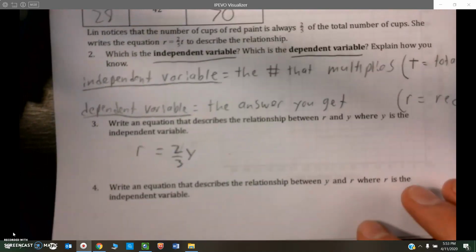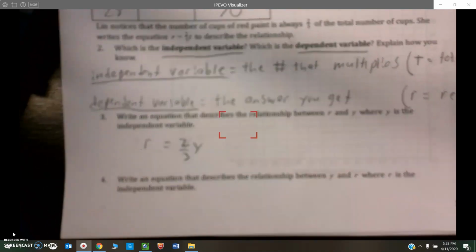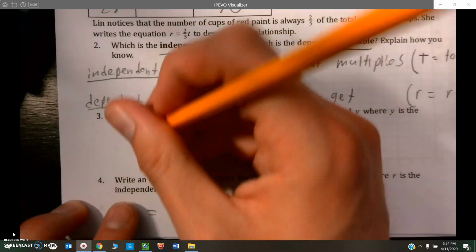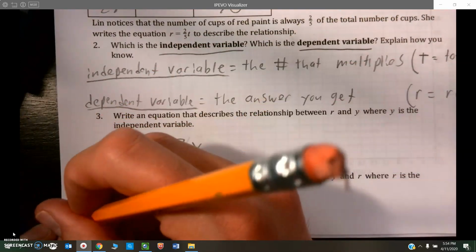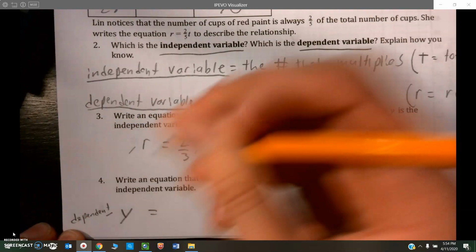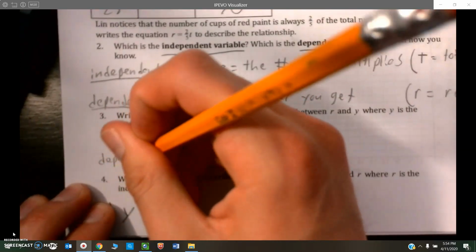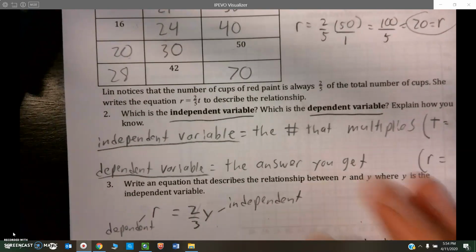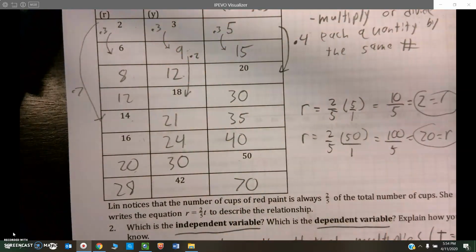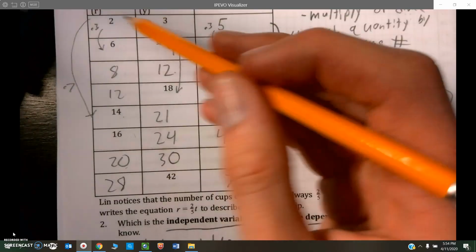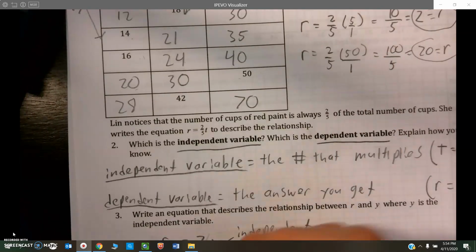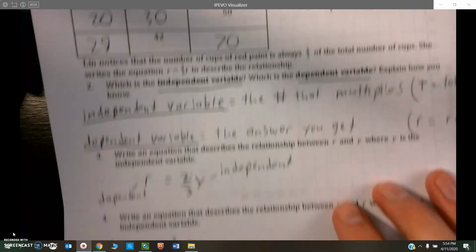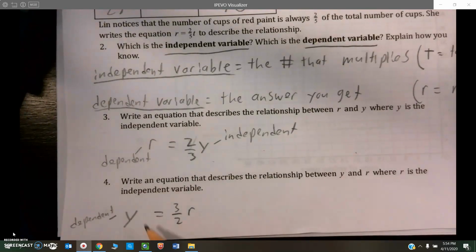And now for number 4, it says write an equation that describes the relationship between y and r, where r is the independent variable. So that means y is the dependent. Always remember, independent is the one that does the multiplying. And so, once again, it's the same ratio, but backwards. So to find y, this is a 2-to-3 ratio, so y will always be 3/2 of r.